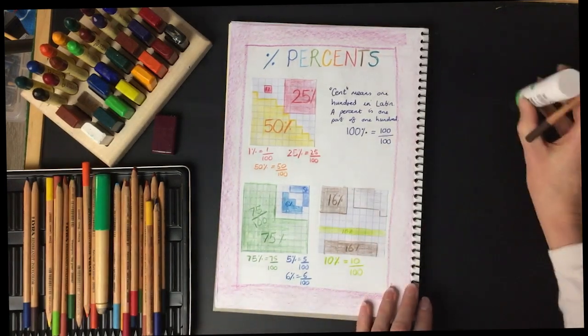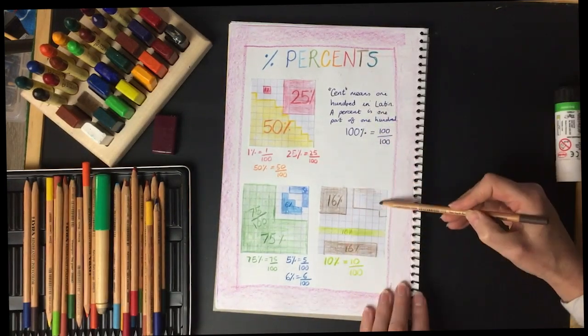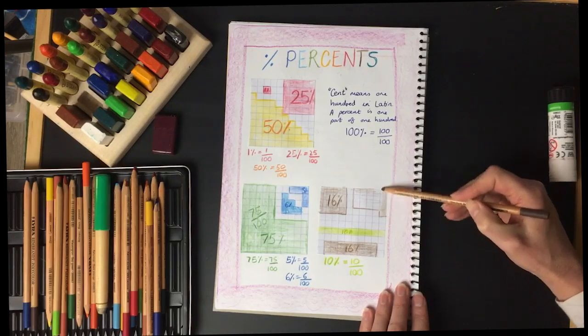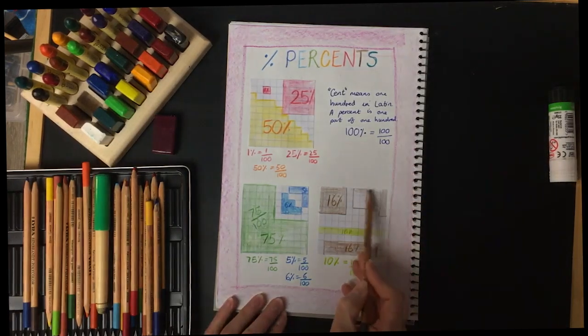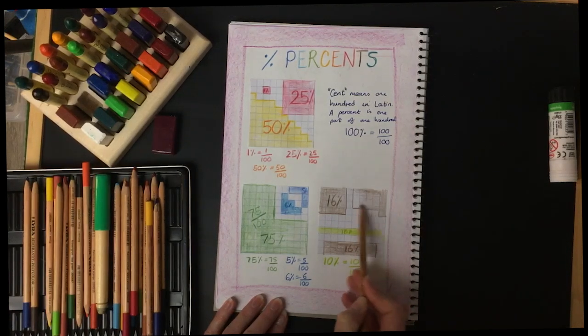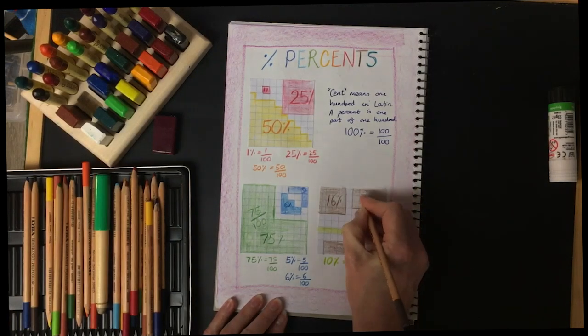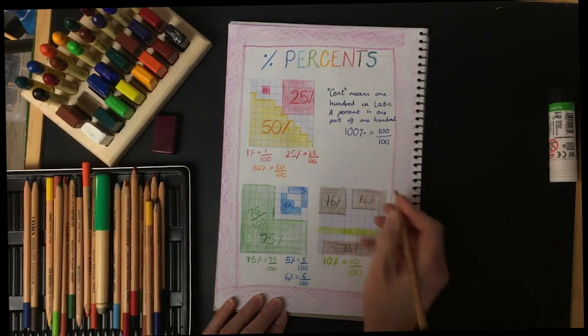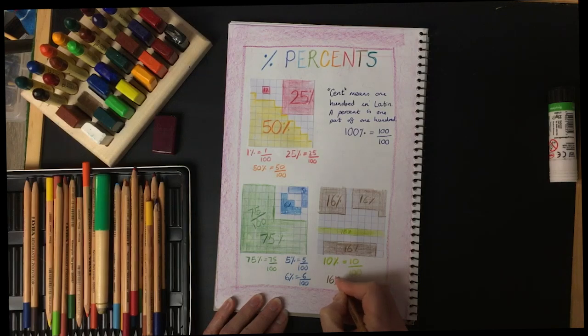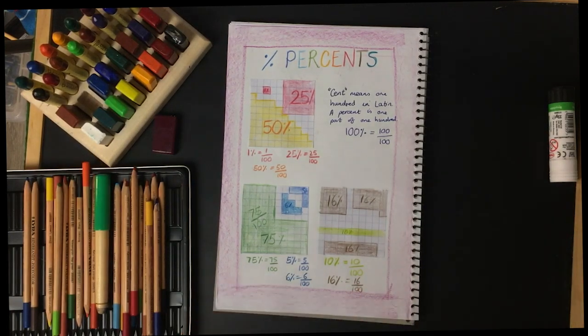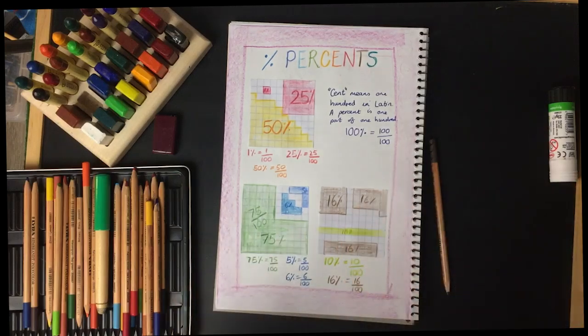So I want you to see how there are different ways of representing this in the grid. And I hope you understand the concept now that a percent just means 100. A cent means 100, and a percent means the portion of the 100. So here we go. 16% is equal to 16 blocks out of 100. I hope you enjoyed that. Let's add that to our math dictionary.